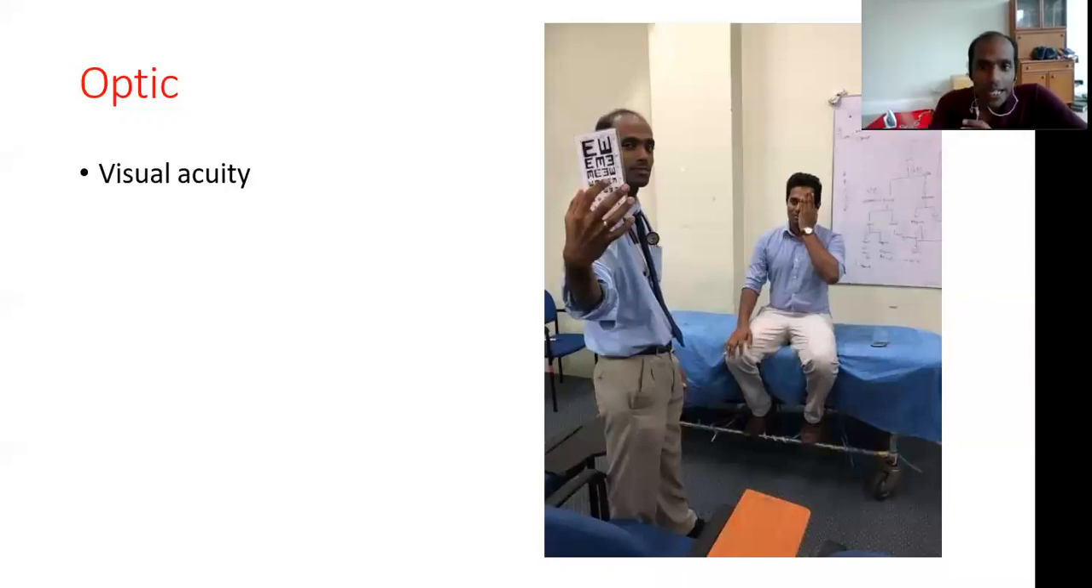Now, the optic nerve examination commences with examination of visual acuity. Remember, you cannot do anything else without starting with the visual acuity. If the patient can't see, then there's no point in proceeding. So the visual acuity is measured or checked with a pocket Snellen's chart. So when you go to clinicals, make sure that you buy a pocket Snellen's chart and use the pocket Snellen's chart.